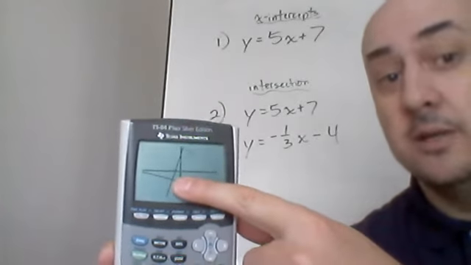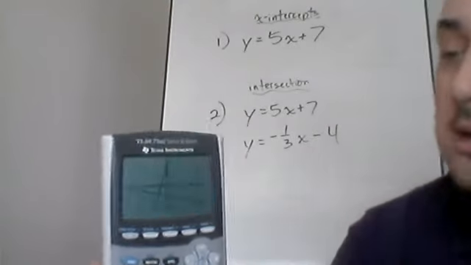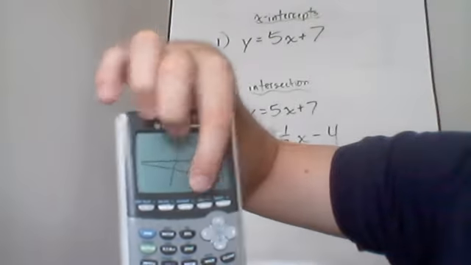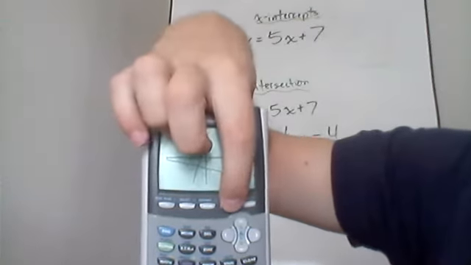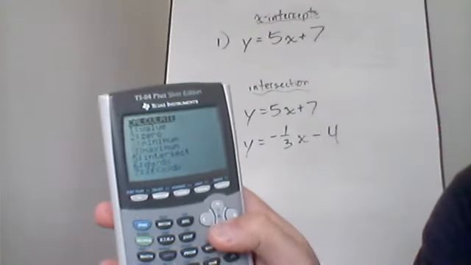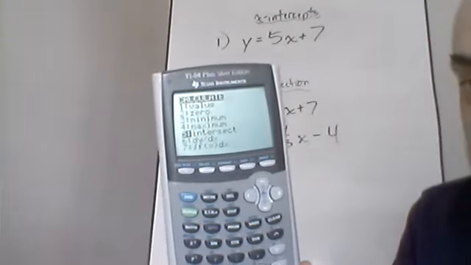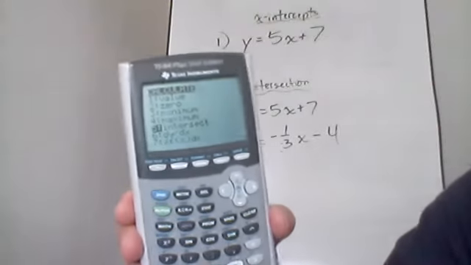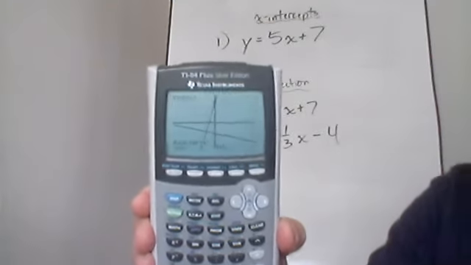It's going to get close to it, but it's probably not going to land right on it. Right, so what we want to do is go back to that calc menu. Second trace to get to that calculate menu, and this time I want to find the intersection, so I go down to number 5, which says intersect. Makes sense, right? All right, so I choose intersect, hit enter.